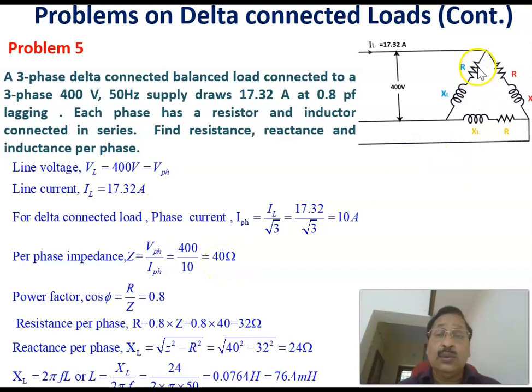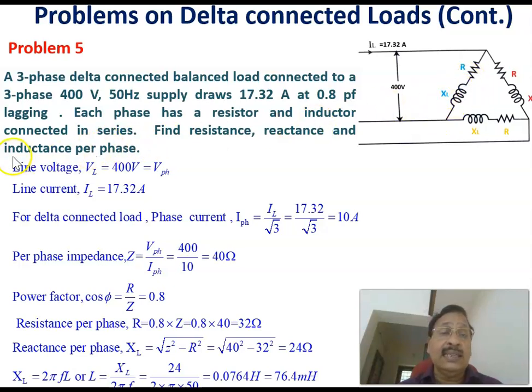Then the power factor is given: power factor equals 0.8. As we know, power factor equals R by Z. Therefore, R by Z equals 0.8, with Z equal to 40 ohms. From this equation, R equals 0.8 into Z, or 0.8 into 40, 32 ohms. Therefore, the resistance equals 32 ohms. Then reactance equals root of Z square minus R square, which is root of 40 square minus 32 square, or 24 ohms. That is the inductive reactance XL. Therefore, you got R and XL.